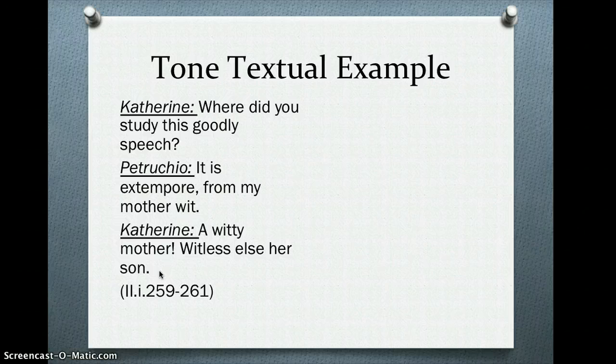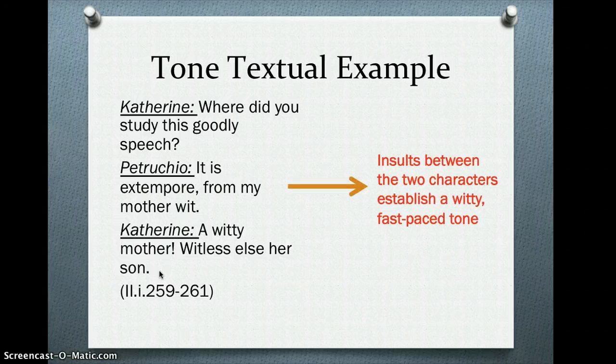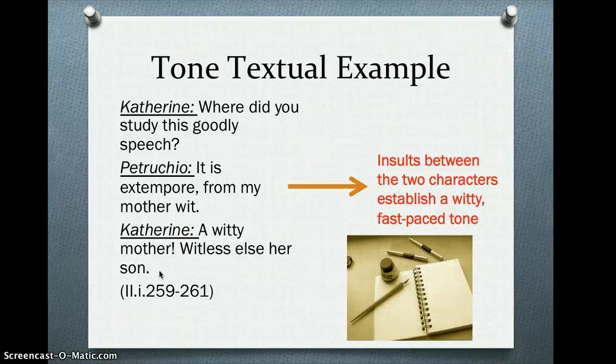Okay, so this comes from Act 2, Scene 1. Here, you see that the insults between the two characters establish a witty, fast-paced tone. Shakespeare had Catherine and Petruchio go at each other with insults purposefully. He was trying to communicate that these characters are witty and they can keep up with each other. Tone is very similar to mood. Before I get to that, I apologize, this is the image here. So you see that it is through the author's point of view, the person who is writing, hence this image.